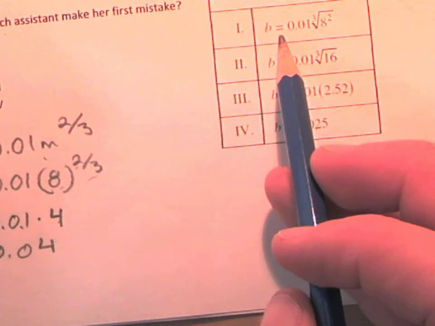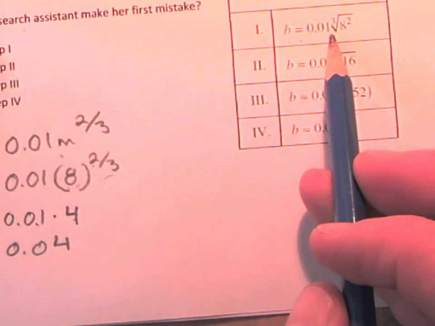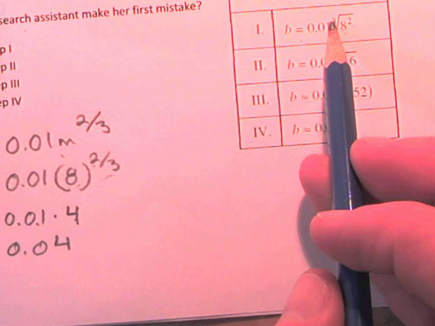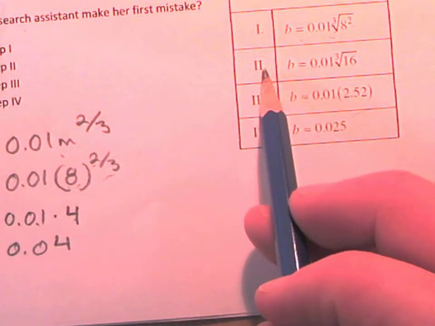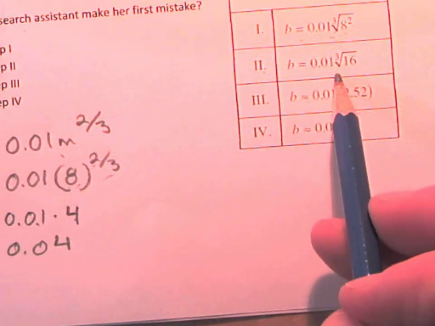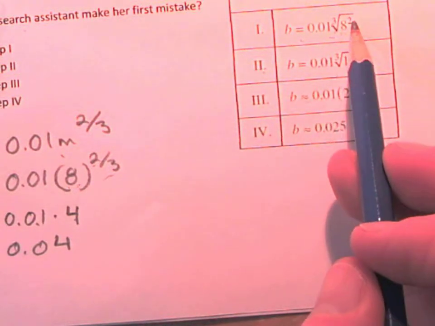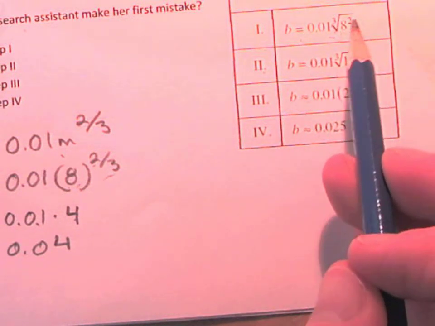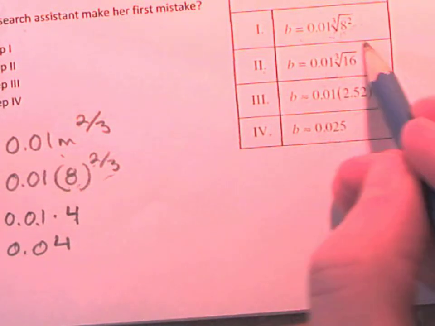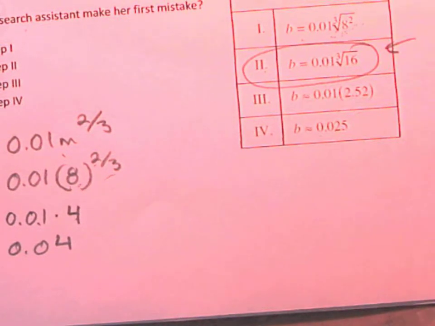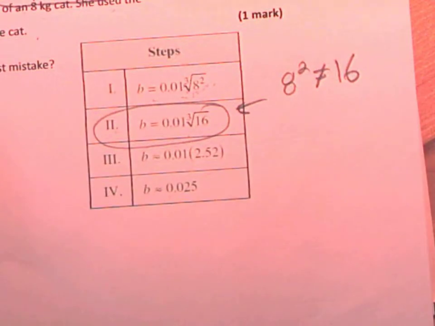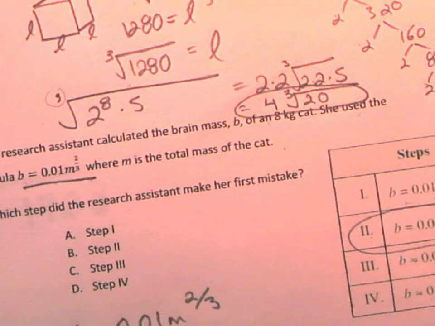So they wrote cube root of 8 squared. Yeah, that looks right. Let me go on to the next one. And they said the cube root is still there, so they're saying 8 squared changed to 16. No, that's 8 times 2, not 8 squared. 8 squared is 64, so that's where they went wrong. 8 squared does not equal 16. And that's the solutions for chapter 4.